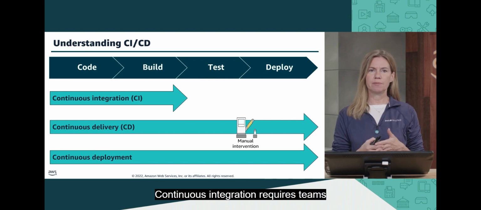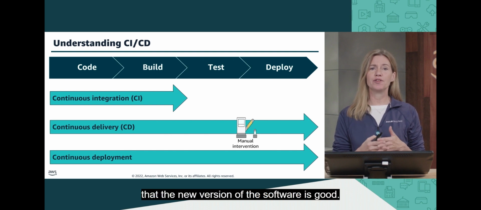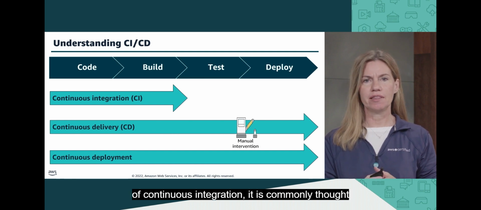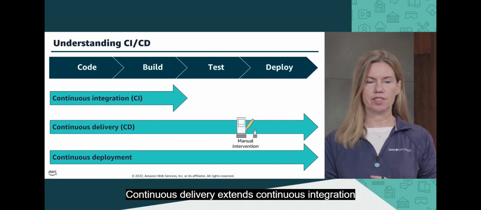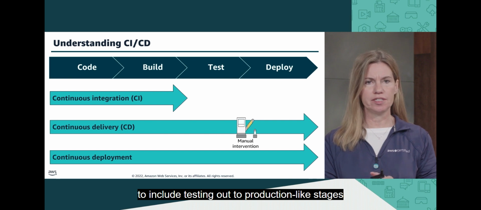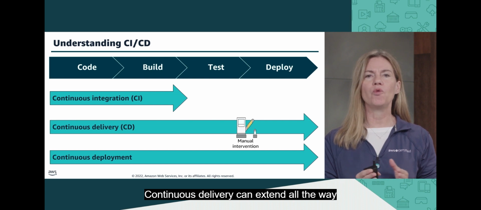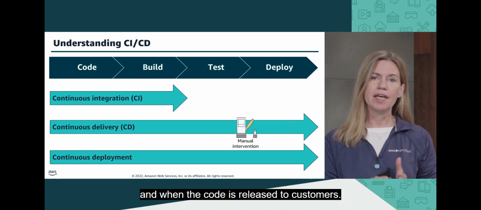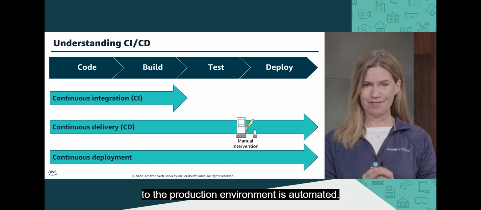Continuous integration requires teams to write automated tests that improve the quality of the software that's being released. Teams must also write tests that reduce the time that it takes to validate that the new version of the software is good. Although there are different definitions of continuous integration, it is commonly thought that CI stops at the build stage. Continuous delivery extends continuous integration to include testing out to production-like stages and running verification testing against those deployments. Continuous delivery can extend all the way to the production deployment, though some form of manual intervention occurs between when code is checked in and when the code is released to customers. With continuous deployment, even the deployment to the production environment is automated.